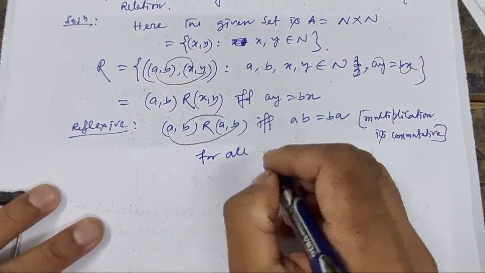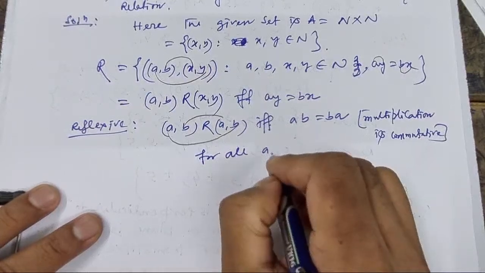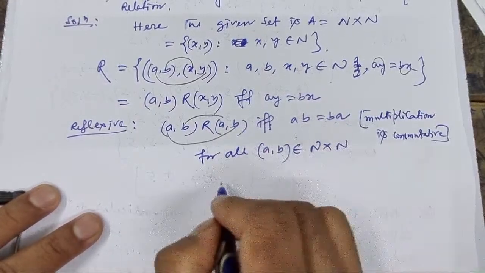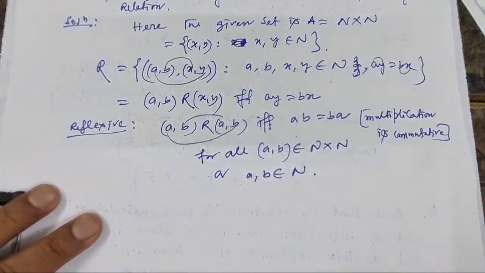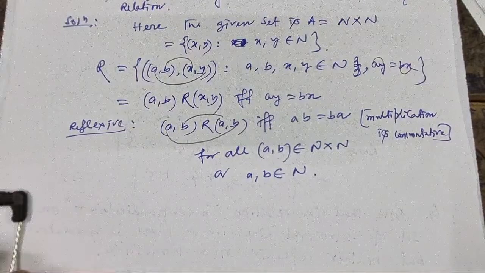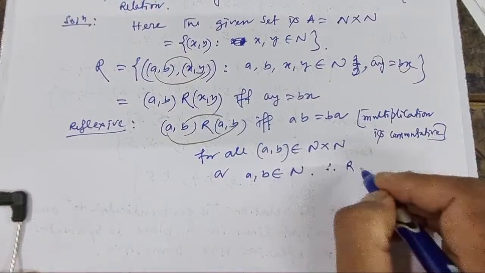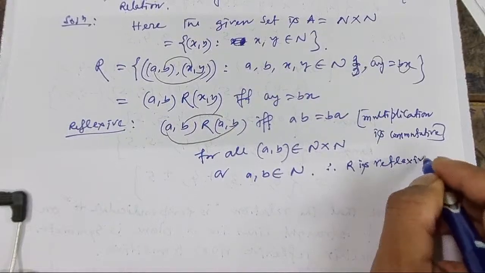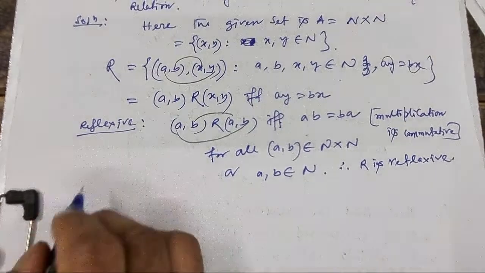For all (a, b) belongs to N cross N, or you can write (a, b) belongs to natural numbers, anything, it's up to you. Right? Next, so you got what? R is reflexive. Done? Next is symmetric.